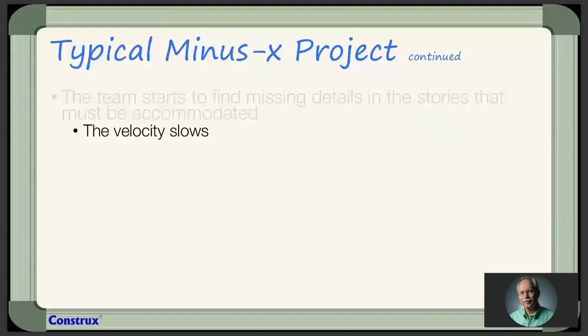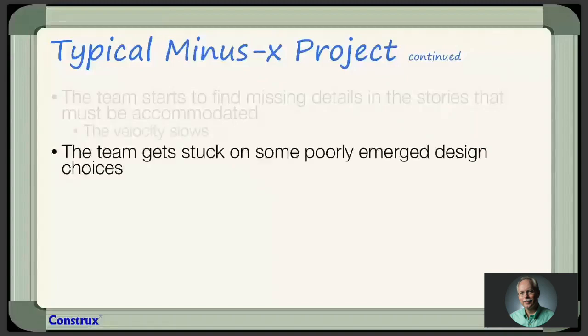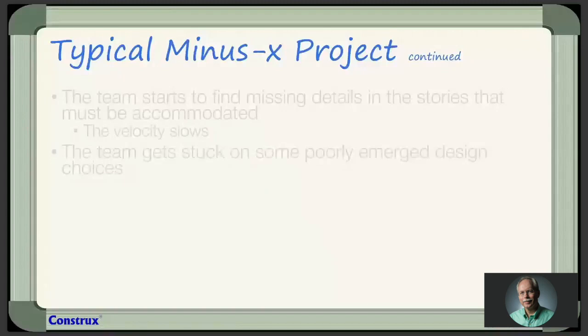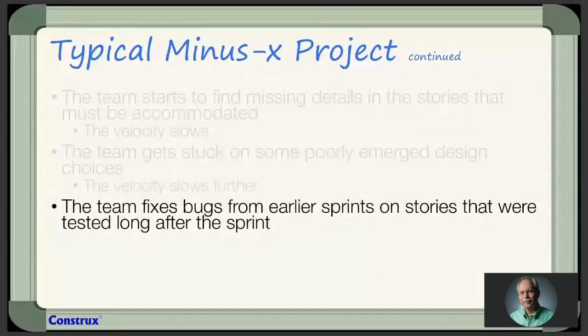And then the team gets stuck on some poorly emerged design choices, because we're all working individually, we're not doing collaborative work. Everyone's sort of designing their own part, and they're not integrating as well as we thought. And so what happens again? The velocity slows further. And then, because we're trying to meet those sprint deadlines, we're cranking things out, but we're not really fixing the bugs as they come up from earlier sprints. So now all of a sudden we have this huge amount of technical debt in terms of bugs that we have to fix, and we have to start shoving those in, which slows our velocity even further.